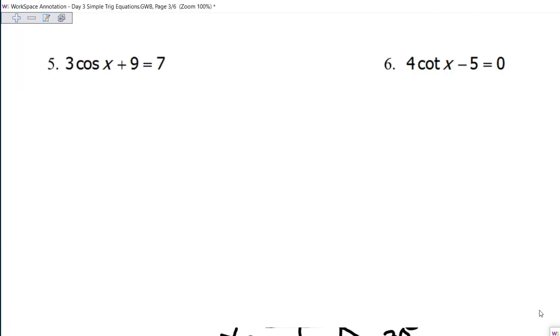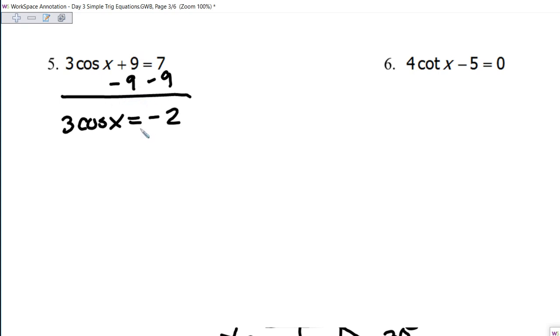Next one, problem number 5. Now, remember, those of you who are here Thursday and Friday, we talked about when you are solving these equations, you have to get the trig by itself. So what would be the first step to get cosine by itself? Subtract 9 from both sides. So that gives us 3 cosine of x is equal to 7 minus 9, negative 2. Divide both sides by 3. Cosine of x is equal to negative 2/3.